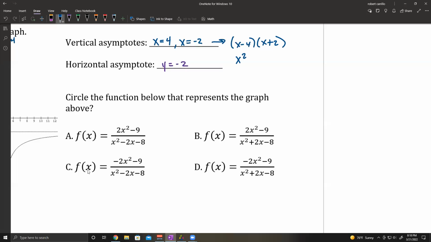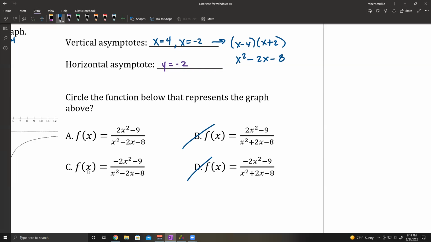Now let's FOIL it out and see what we get. You'd get x squared, and then +2x - 4x, so you get x² - 2x - 8. Okay. So now compare that to the answers below, and which answers do we knock out? B and D. B and D are gone.